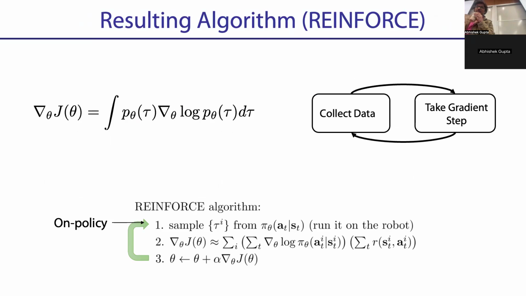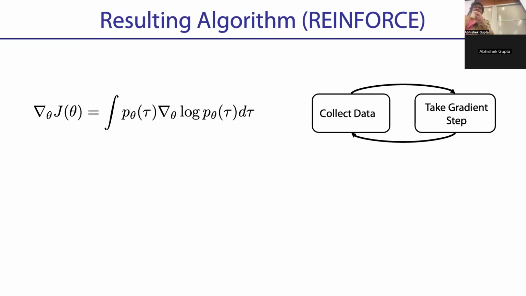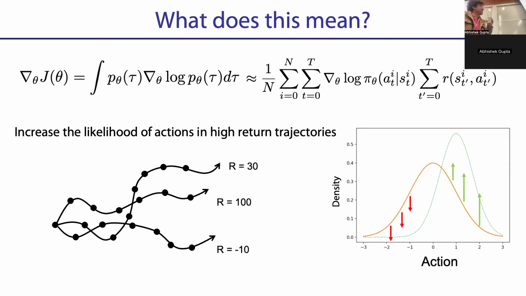If you ever want to go back to this algorithm, I find this one the easiest one to think about: increase the good stuff, decrease the bad stuff. Grad log pi is telling you what stuff to increase, and R is telling you what stuff to.